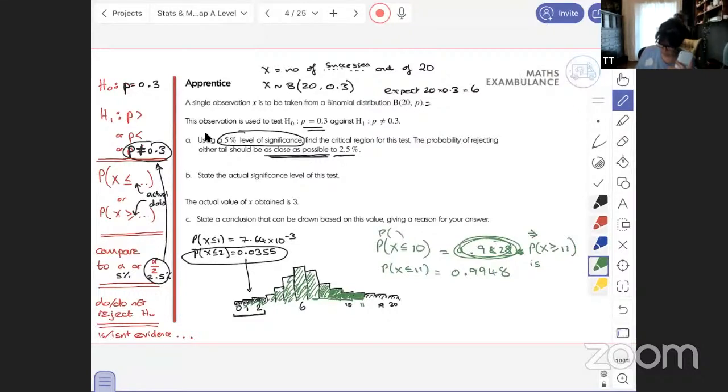What if I go down one? So I'm literally just testing out these numbers. X is 9, N is 20, P is 0.3. That comes out to be 0.9520. And I want 0.975. So you have to think which of these is closer to 0.975. Which one is closer? I think this one's closer. So that means that's the cutoff there, and this is my critical region.